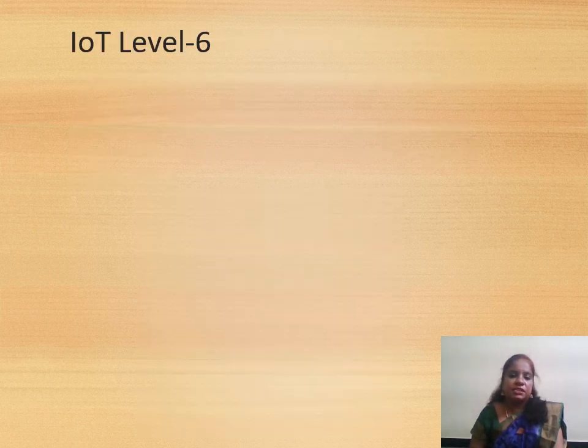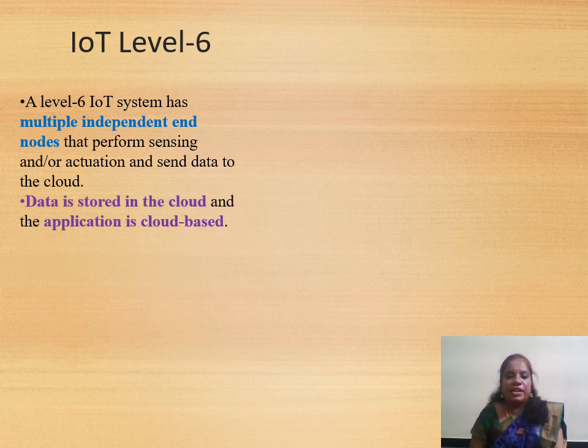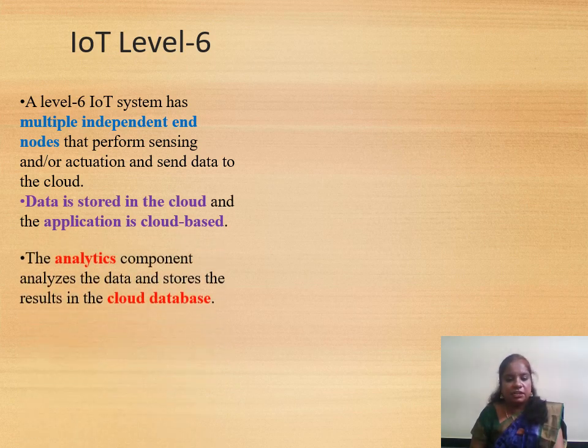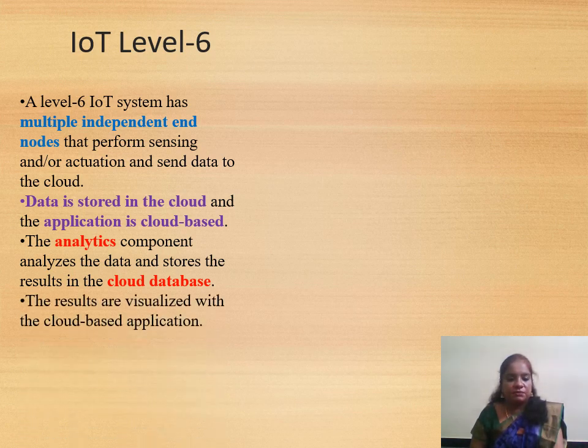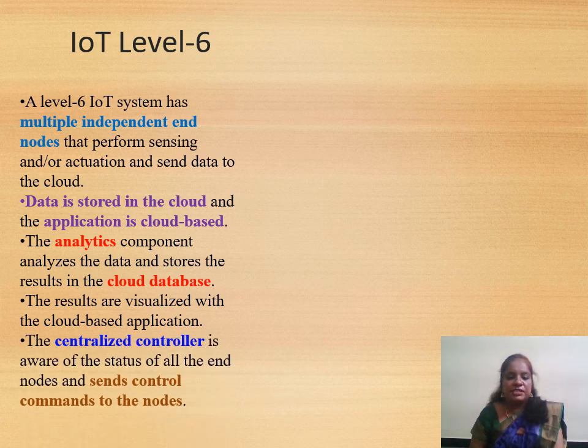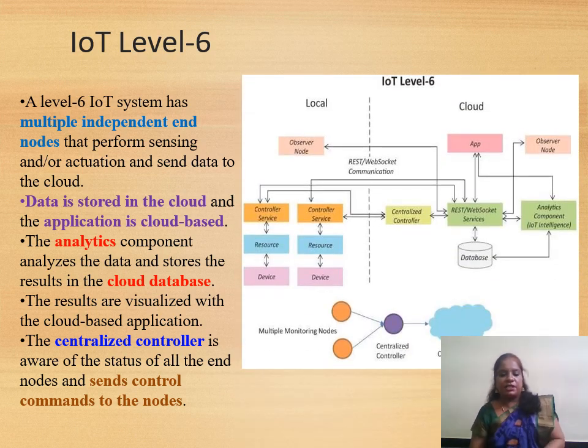Next, we are discussing IoT level 6 devices. In this kind, we have multiple independent end nodes which are used for sensing as well as actuating, and they send data to the cloud. Data is stored in the cloud and it is a completely cloud-based application. The analytics is also done in the cloud. The results are visualized with the cloud-based application. A centralized controller is present which is aware of the status of all the end nodes and sends control commands to the nodes. So look at the diagram. It is completely cloud based.